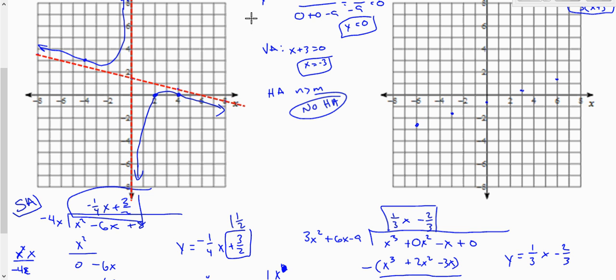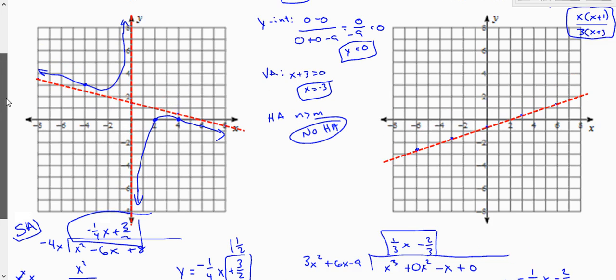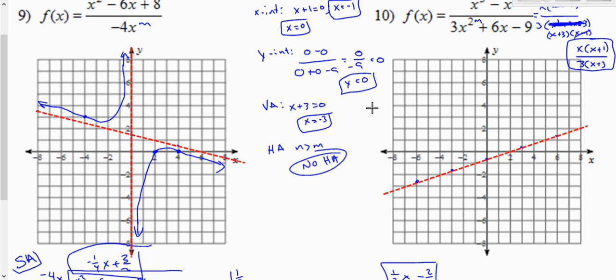I am ready to draw my asymptote. It's going to be right there. That looks pretty good. That's not my vertical asymptote, that's my slant asymptote. My vertical asymptote is at negative 3, so I will draw that down. Let's see, what else do we have? We have x-intercepts at negative 1 and at 0. Our y-intercept is at 0. We got our asymptotes.